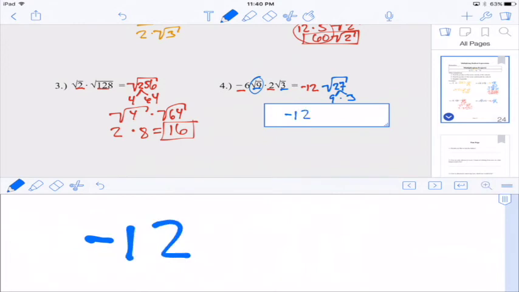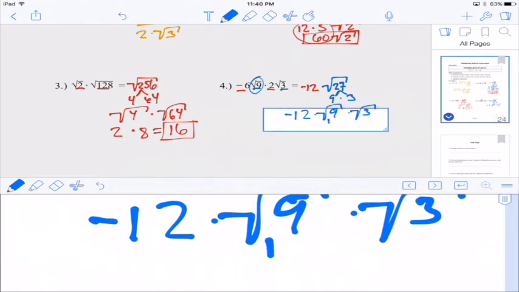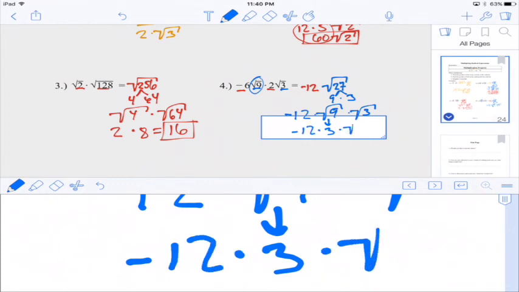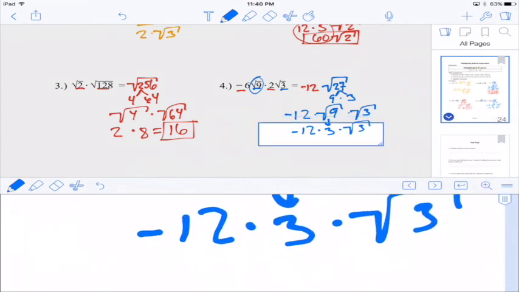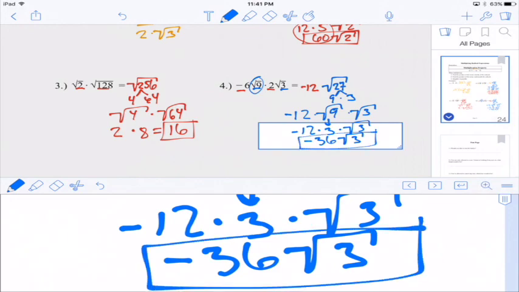Negative 12 times the square root of 9 times the square root of 3. Well, the square root of 9 is just 3. Negative 12 times 3 times square root of 3. Well, negative 12 times 3 is negative 36. So negative 36 square roots of 3 is my final answer.